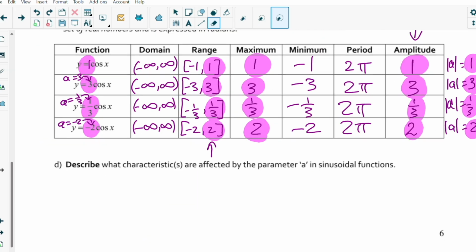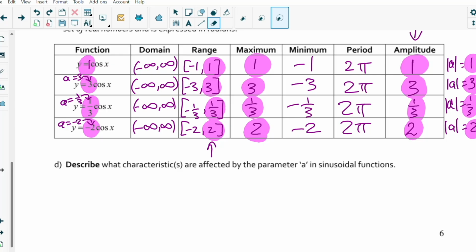So let's finish here. For y equals cosine of x, the absolute value of a equals 1, the amplitude is just 1. So if I take the maximum value 1 minus the minimum value, which is -1, so it's 1 minus -1, and I divide it by 2, I end up getting 1, which is the amplitude. For y equals 3 cosine of x, I take the absolute value of 3. The amplitude equals the maximum value, which is 3, minus the minimum, which is -3, so 3 minus -3 divided by 2 equals an amplitude of 3.